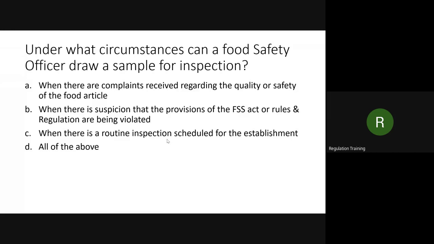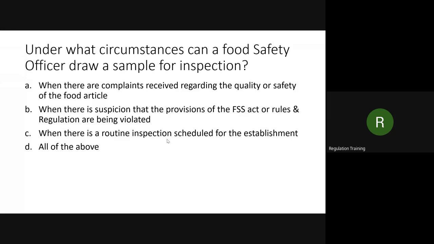Now let's go for the B. When there is a suspicion that the provision of Act, rules, regulation are being violated. So when food safety officers suspect that in the market rules and regulations are not being followed, for example the paneer or during the festivals time, then at that time also they can come to your premises to take the sample. That is also right, correct.